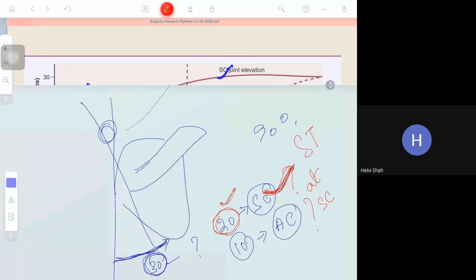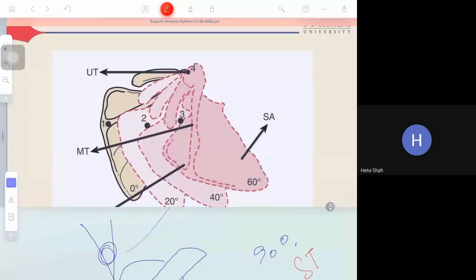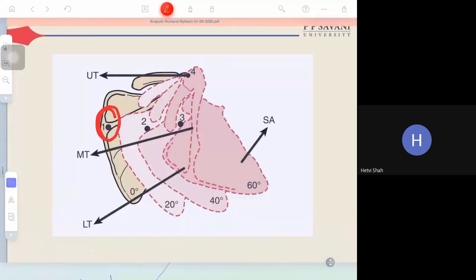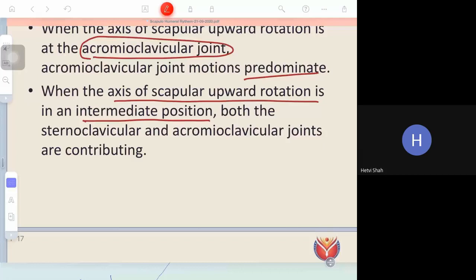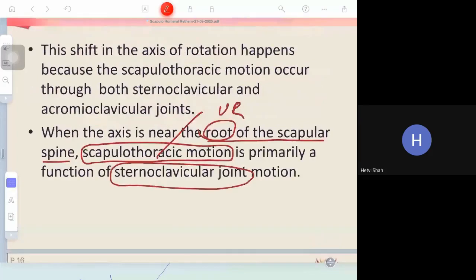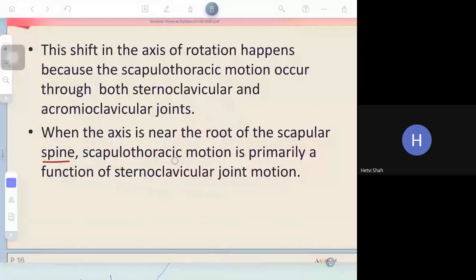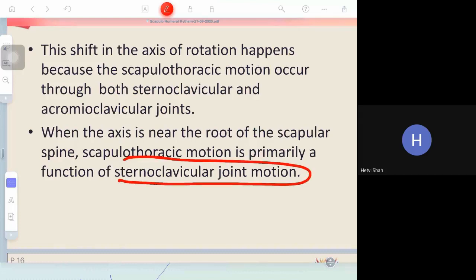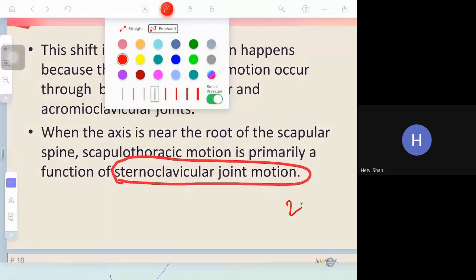Why? Because the position of the axis is at the root of the spine. We already discussed this. When the axis is near the root of the scapular spine, scapulothoracic motion is primarily a function of the sternoclavicular joint. That is why 20 degrees of range of motion occurred in the sternoclavicular joint in the beginning.